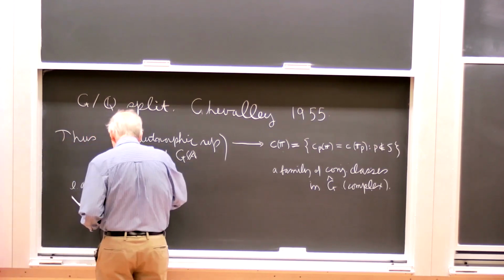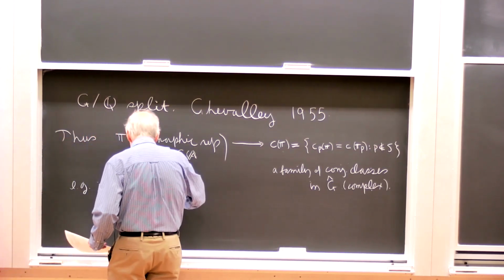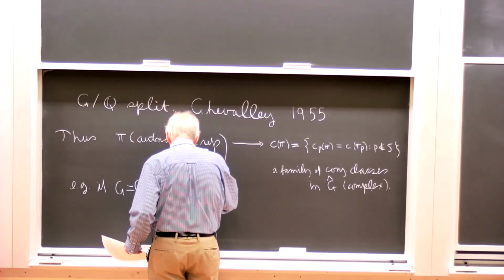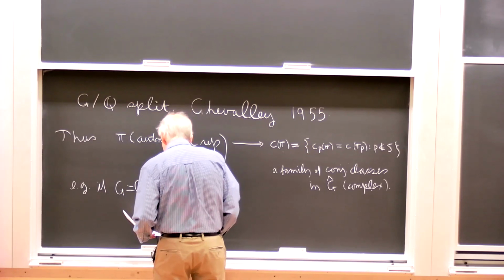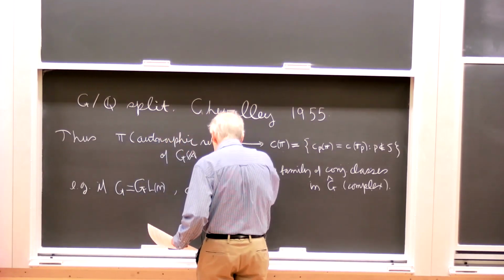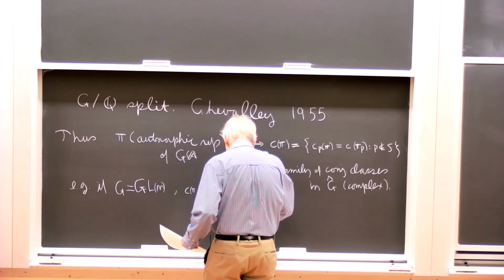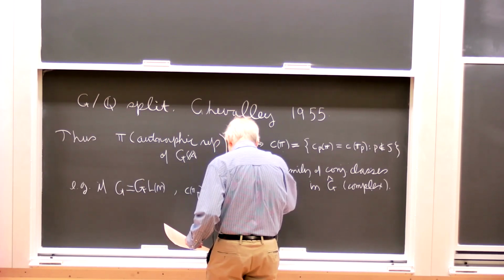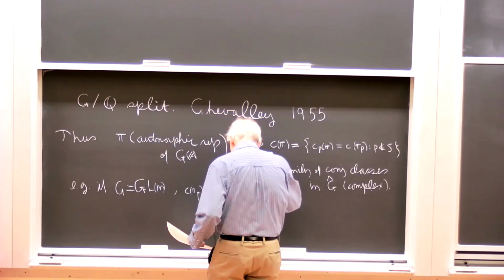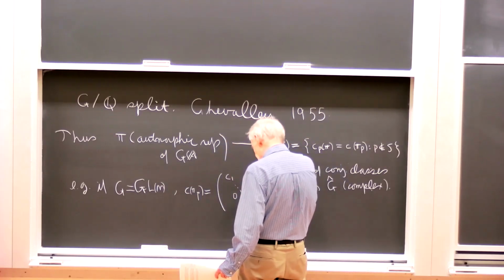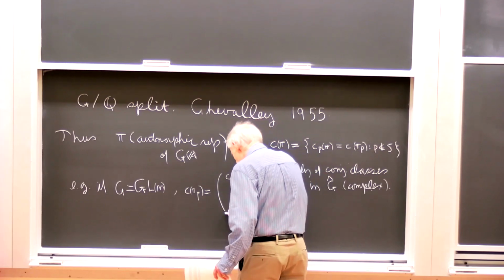So in particular, if G equals the general linear group GLN, then c(pi, p) is a conjugacy class, a semi-simple conjugacy class in GLN(C). So this is a set of complex numbers, and they're to be taken up to permutation.